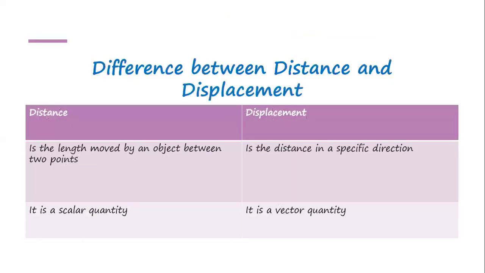For these two, distance is the length moved by an object between two points, while displacement is the distance in a specific direction. And distance is a scalar quantity, while displacement is a vector quantity.